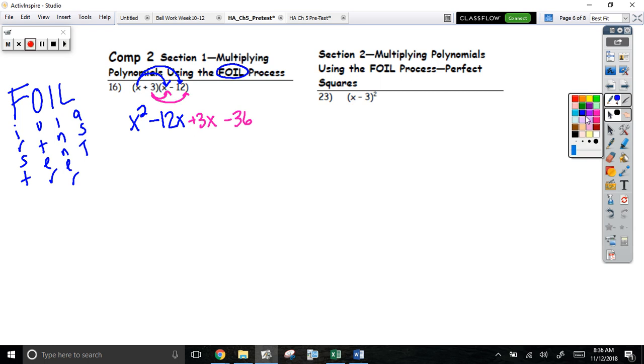So you're going to FOIL first, which is just distributing. Then we're going to collect our like terms in the middle.